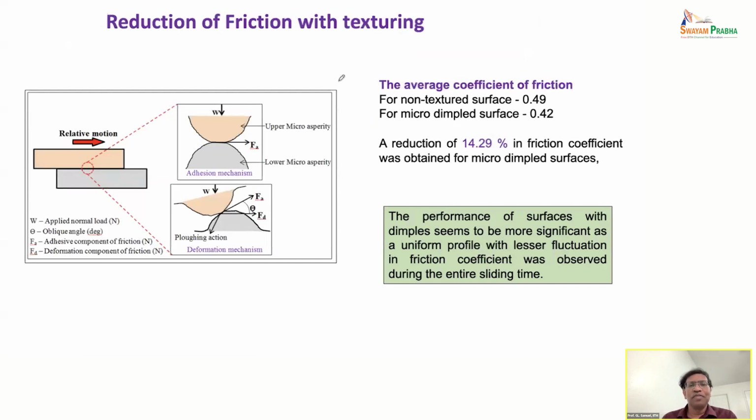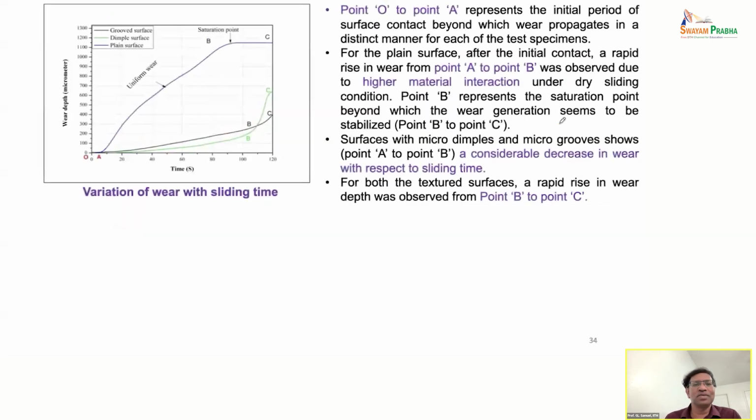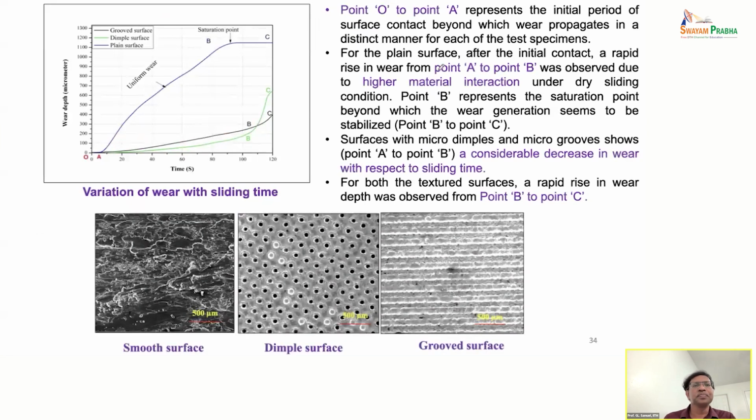Now when we have friction characteristics, the adhesion and bonding and all these issues will be there. So we need to control the coefficient of friction. So for the non-textured surfaces, this is the coefficient of friction, and for a micro dimpled one, it has come down. So thus micro dimples is the best option for the texturing.